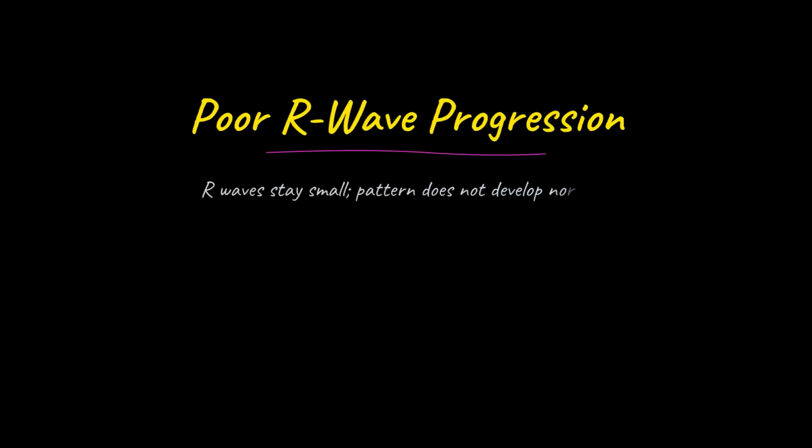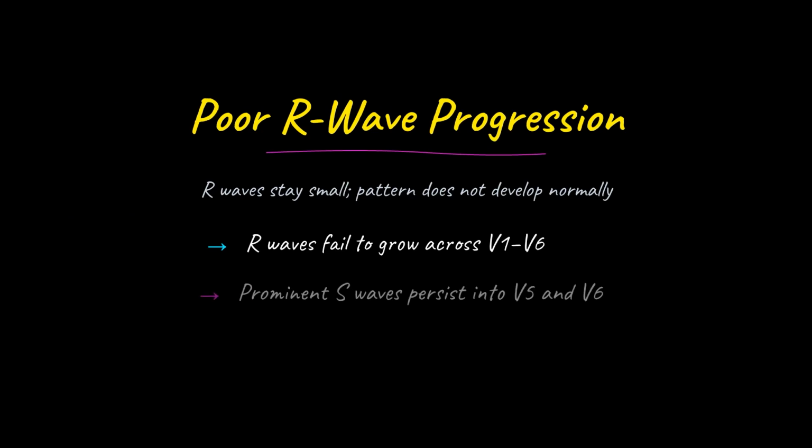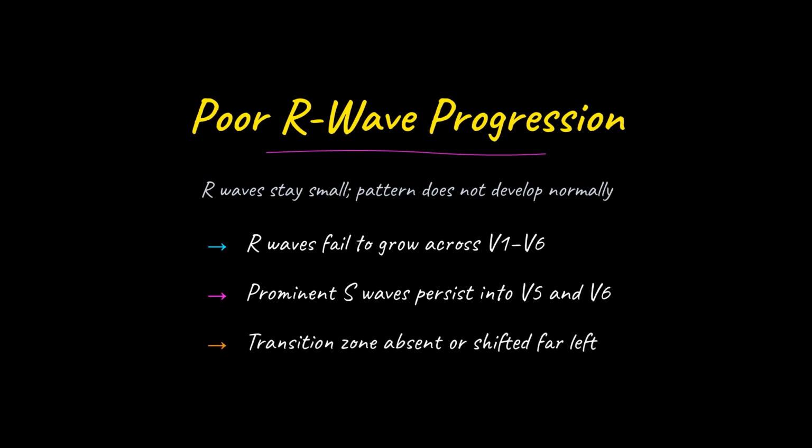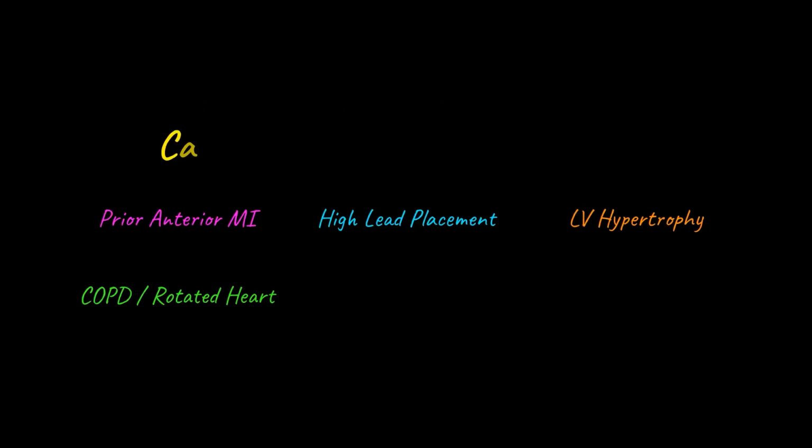Poor R wave progression is recognized by 3 features: R waves that fail to grow across the chest leads, prominent S waves that persist all the way into V5 and V6, and a transition zone that is absent or shifted abnormally far to the left. Any of these should prompt the technician to investigate the cause.